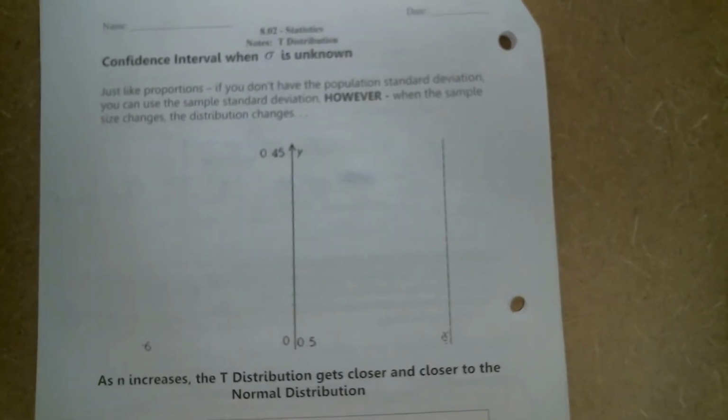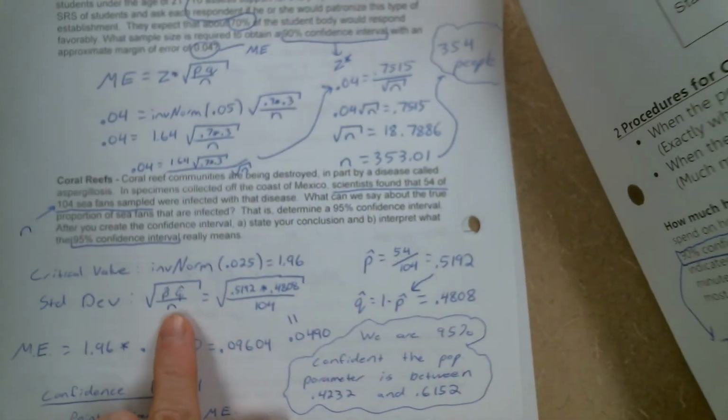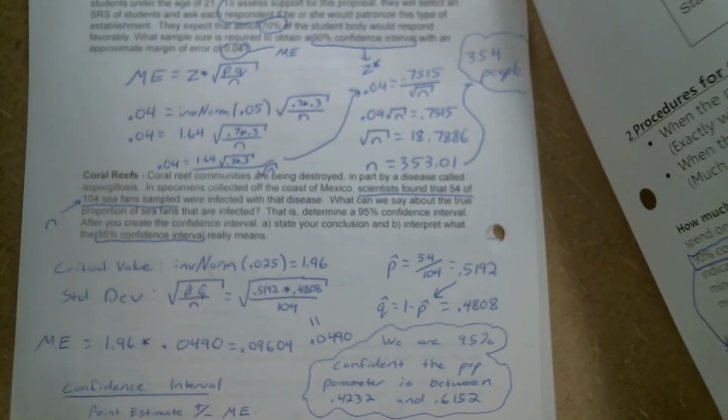Well, to explain what we do, we need to talk about something called the t distribution. Just like proportions, if you don't have the population standard deviation, you can use the sample standard deviation. That's what we were doing here. When we didn't know the population standard deviation, we used the sample p and q. So that's what we could do.